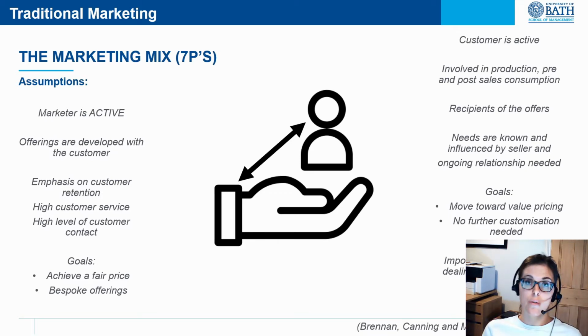So the additional 3 P's are process, people, and physical evidence. Okay, and with these 3, there are additional levers for the company to examine to enhance their competitive advantage. So what is the culture of the organization? What kind of people do our customers like to deal with?